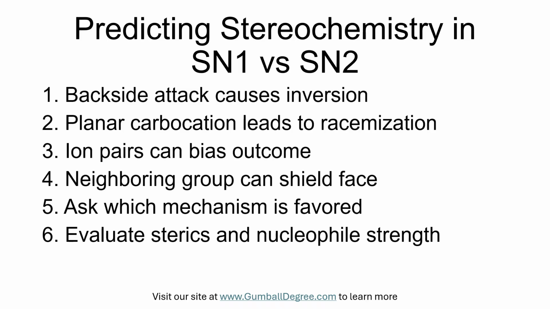SN1 is like the rider stepping off and the seat sitting empty for a moment as a planar carbocation forms, so a nucleophile can come from either side and give a mix of both configurations. However, if the departing group and the nucleophile stay close together as an ion pair, or if a neighboring atom temporarily holds the spot, one face may be favored, and complete racemization does not occur.